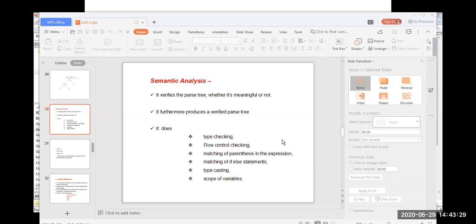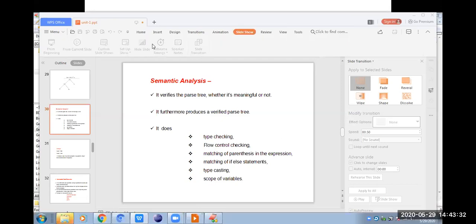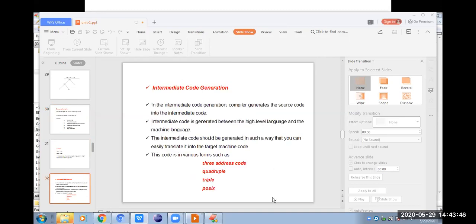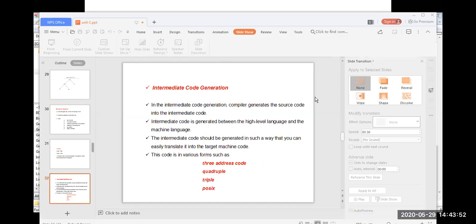Is it clear, guys, roughly? What are the first three phases of compiler design? In the process of compilation, the analysis part contains lexical analysis, syntax analysis, and semantic analysis. These three are the analysis only. Here only the code is analyzed. Nothing is modified in the code. After these three, next we will enter into the synthesis part.